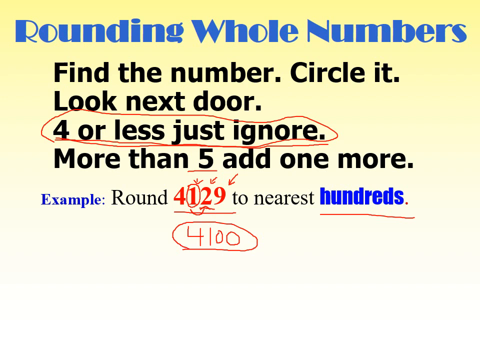4,129 is closer to 4,100 than it would be if you said 4,200. If you were trying to round a price, 4,100 is closer to that price than 4,200.